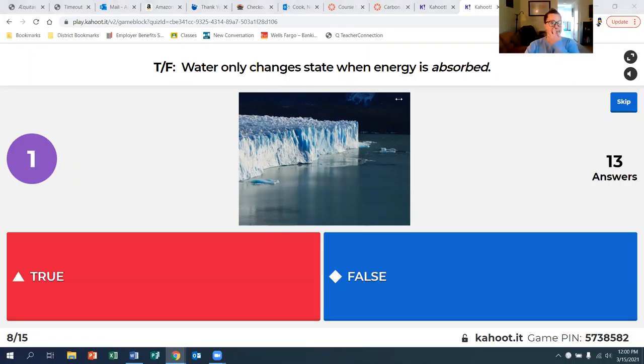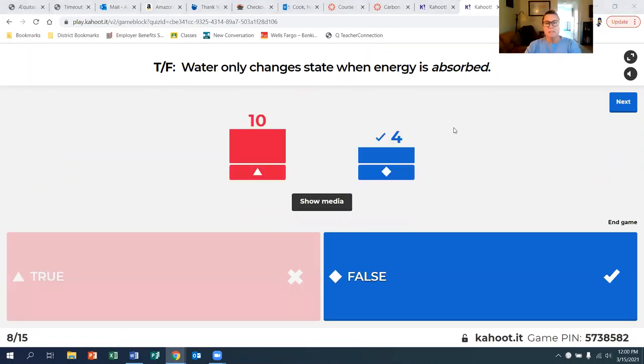No, water can't be plasma. You're right. Oh my gosh. Water energy can be absorbed or it can be released. It depends on which way you're going with the water cycle or the phases, right?